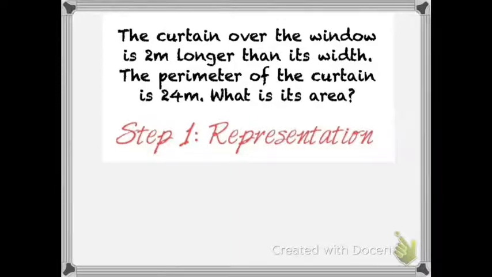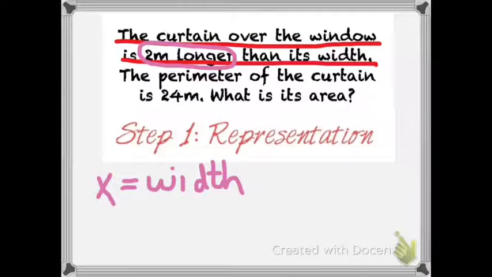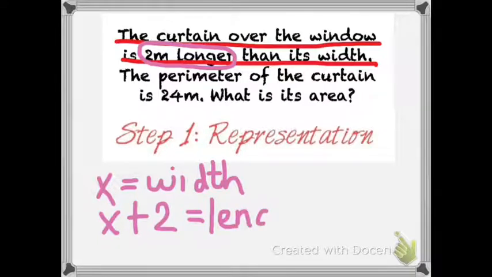From the sentence, the curtain over the window is 2 meters longer than its width, we can know that x is width. Then, it says the length is 2 meters longer than its width. How can we know its length? Because there is a word saying longer. So, from that word, we can know that it's length. So, we'll write x plus 2 equals length.